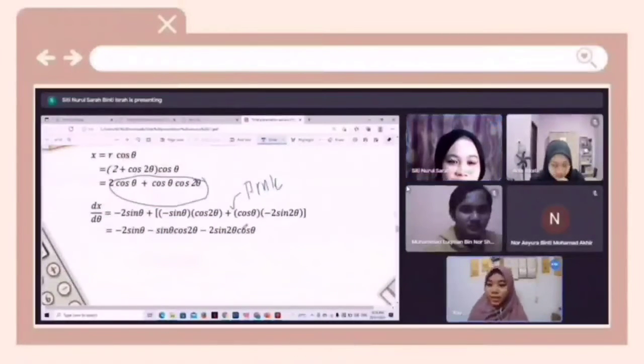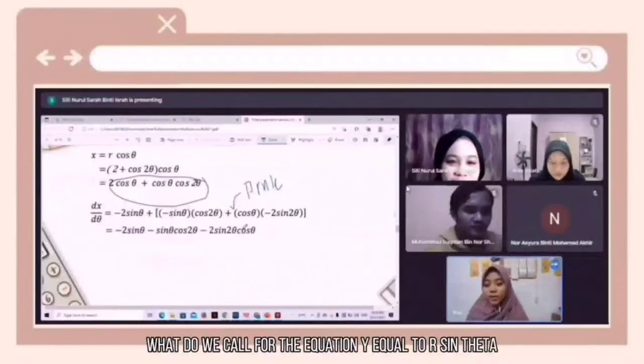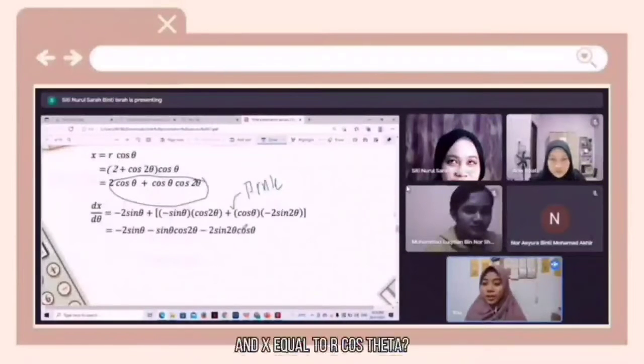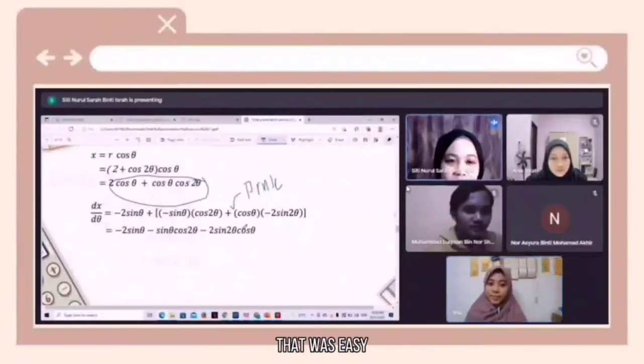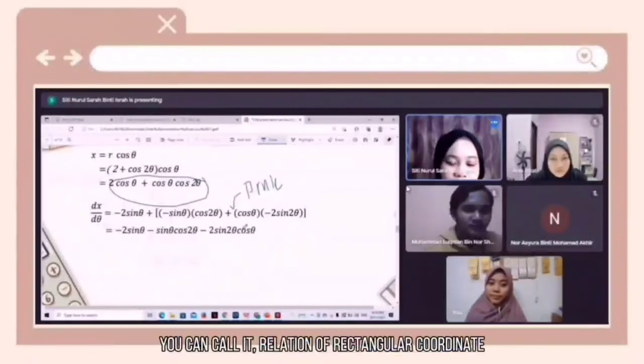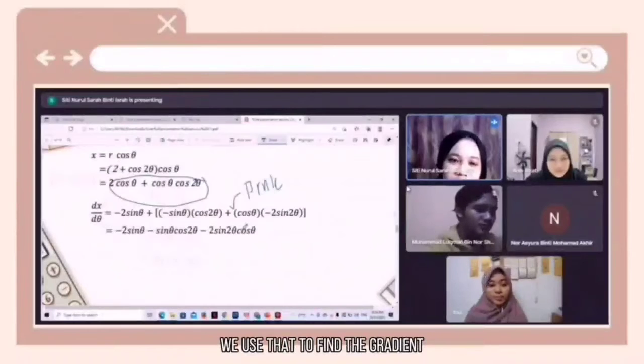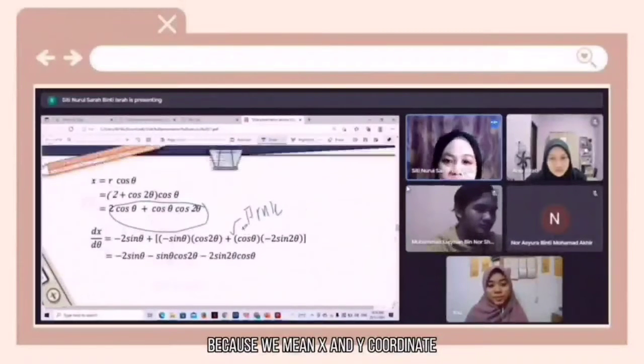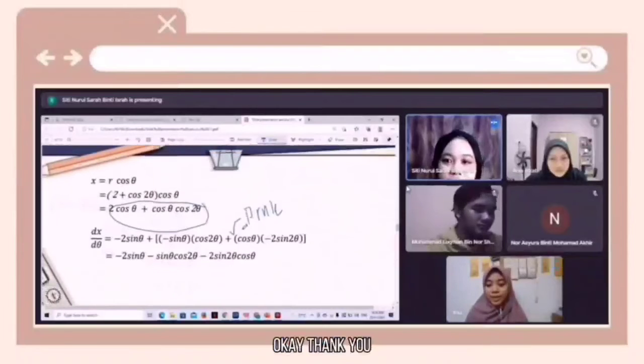Yes, I have. What do we call the equations y equal to r sin theta and x equal to r cos theta? Is it called the relation of rectangular coordinates? We use that to find the gradient because we need x and y coordinates. So yeah. Okay, thank you.